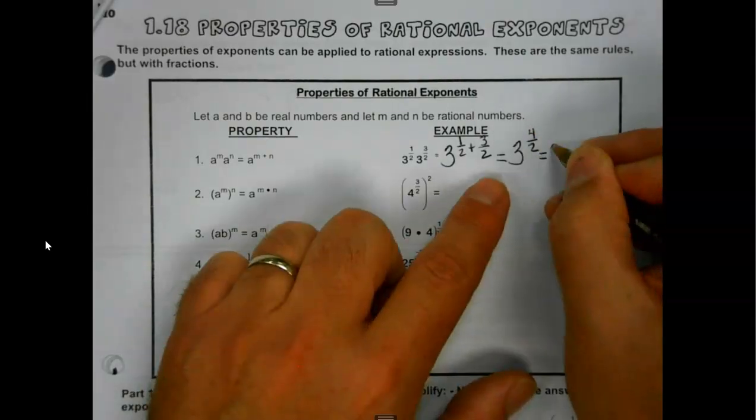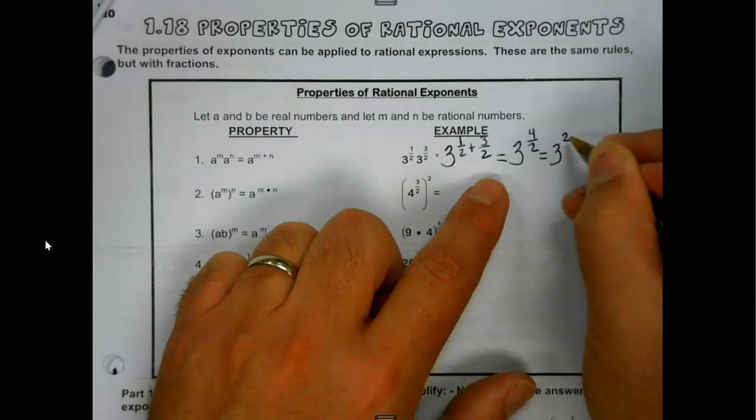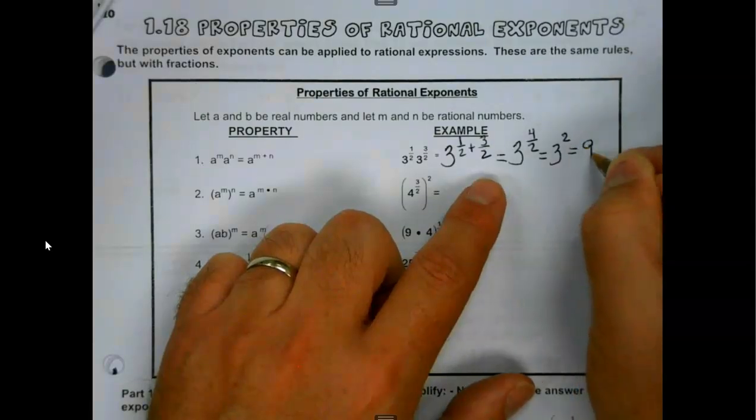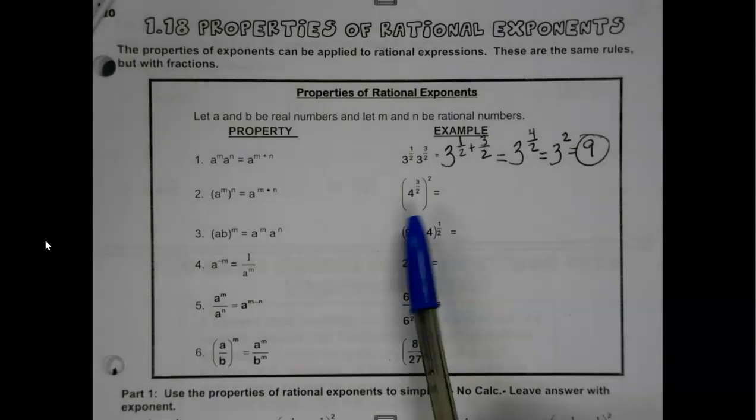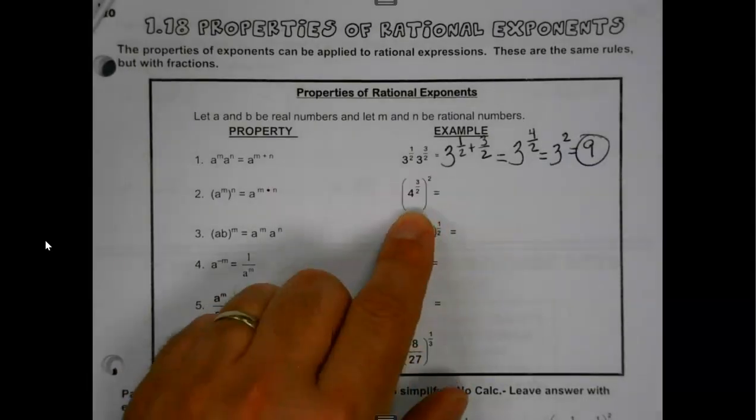And I'm going a little over the top with my steps because, again, it's examples, it's notes. I want you to see where everything's coming from. So I add the 1/2 and the 3/2, gives me 4/2. That reduces down to 2. And then 3 squared is 9. I can take it all the way through. Power to power, we're multiplying the exponents.